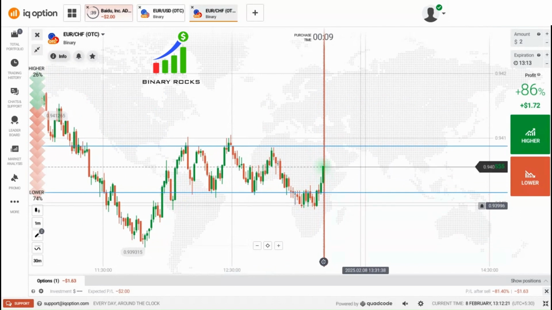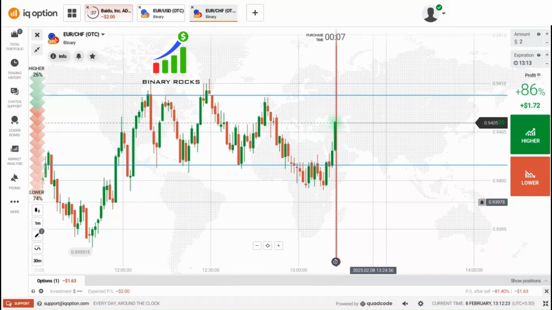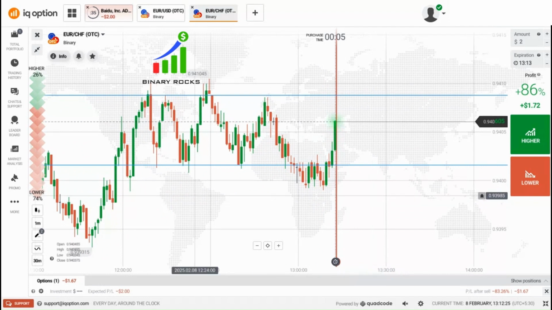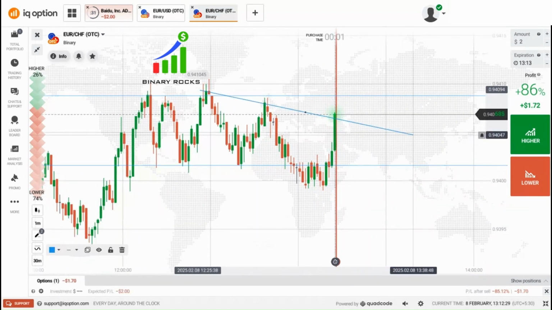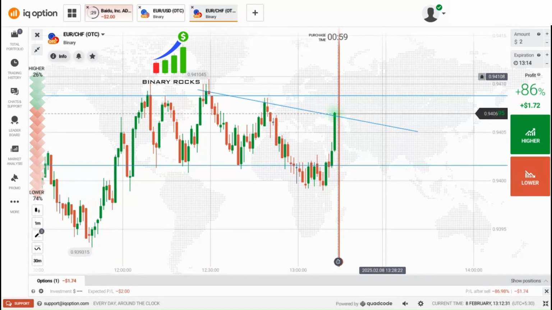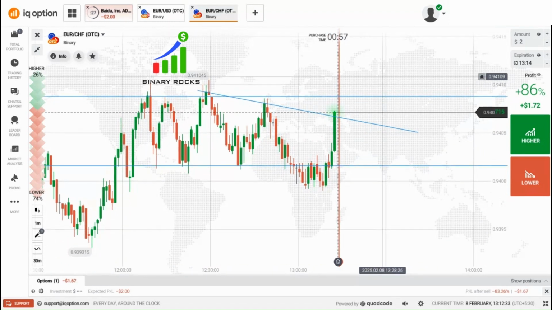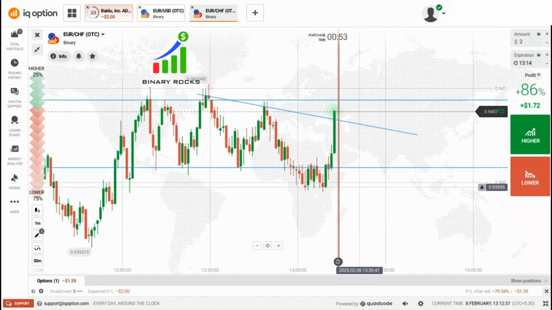Okay, my next reversal will be here. Let me plot a trend line because the candle is getting stronger, right? So I will plot a trend line. If you check this trend line, here is the next reversal point we can expect. So I will trade for the next candle in this pair.